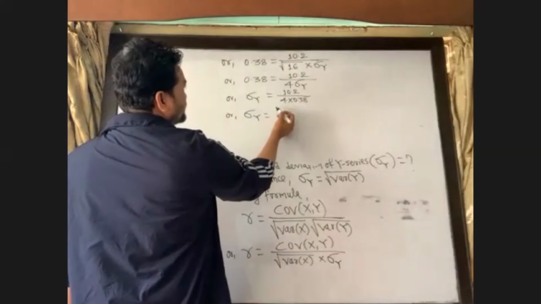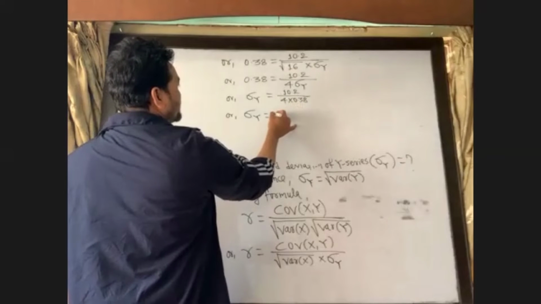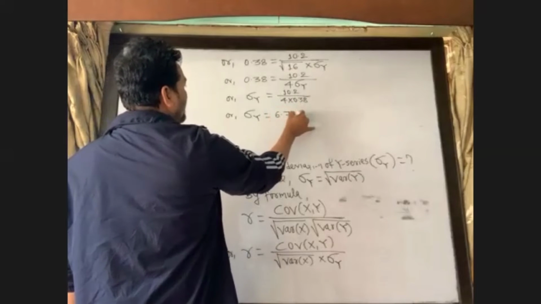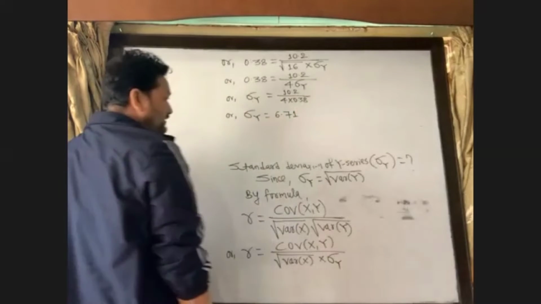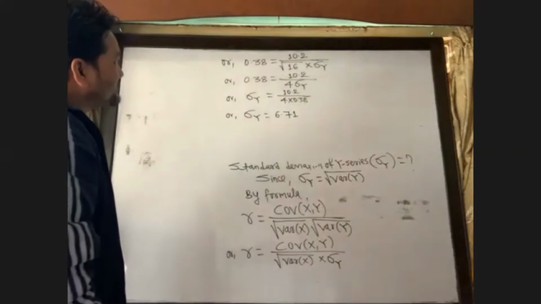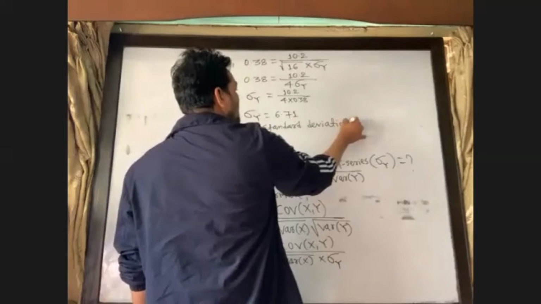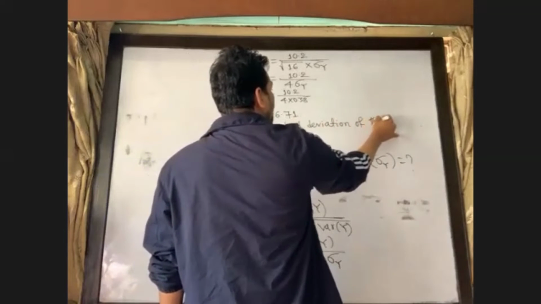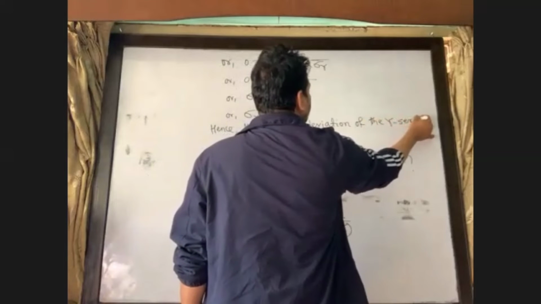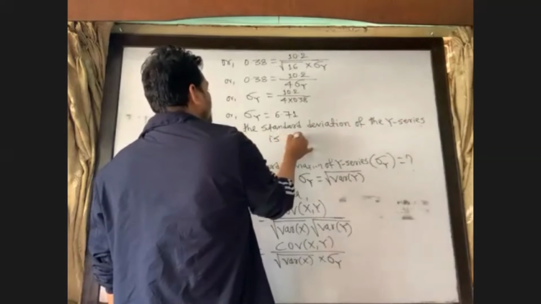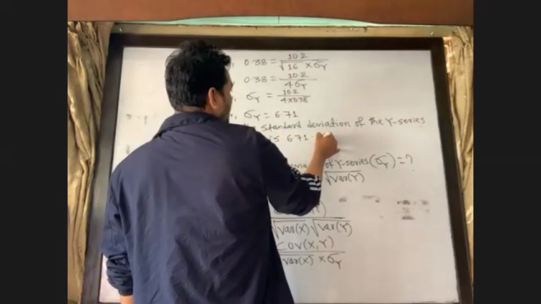So 10.2 divided by 4 into 0.38 is 6.71. Okay, we found here 6.71, and this is the answer. Find the standard deviation of the y series. The standard deviation of the y series is 6.71. Okay, so this is the answer.